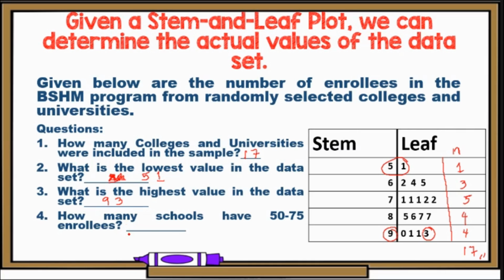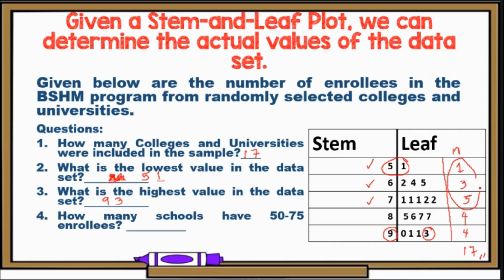And finally, how many schools have 50 to 75 enrollees? So, ang titingnan lang natin yung mga nasa 50s, 60s, at saka 70s. Tapos, hindi siya pwede lumampas ng 75. From 50 to 75 lang. So, meron na tayo dito kanina na number of samples for each stem. Stem having 5, we have 1. Stem having 6, we have 3. And stem with 7, we have 5.